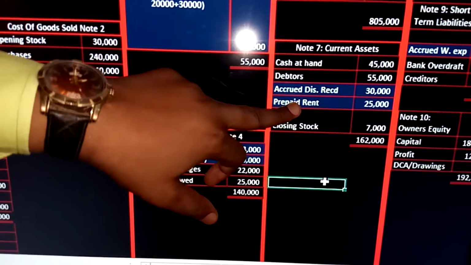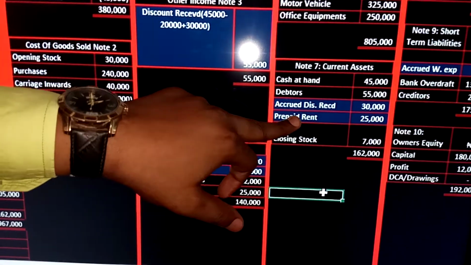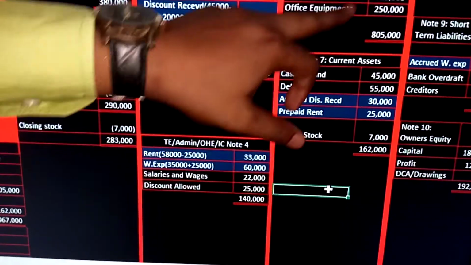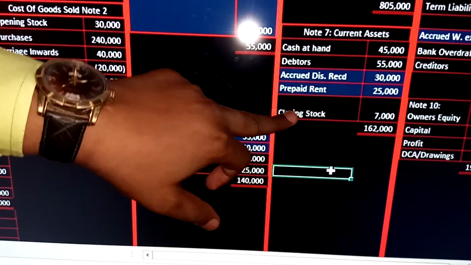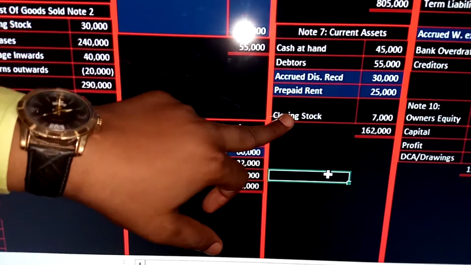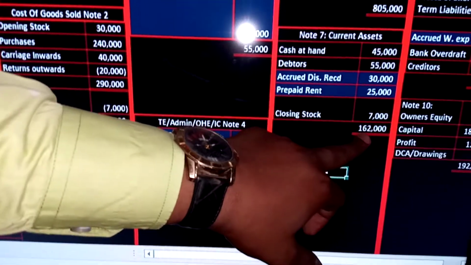Here we have prepaid rent. Prepaid rent simply means that you have not enjoyed the rent but you have paid for it. So the landlord is owing the business. That is here as a current asset. Closing stock, unsold stock in the store at the end of the period, is an asset. So when you add all this together, you have 162,000.